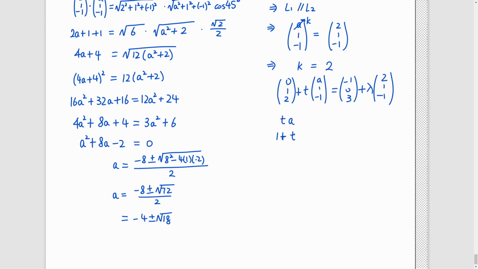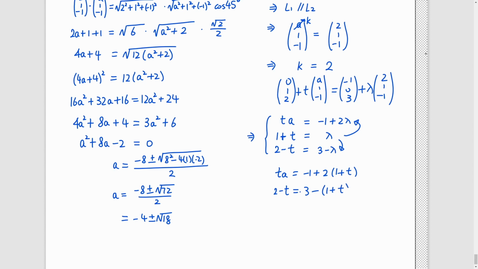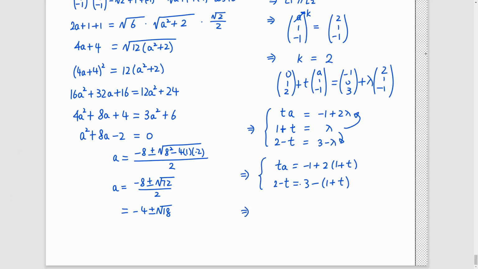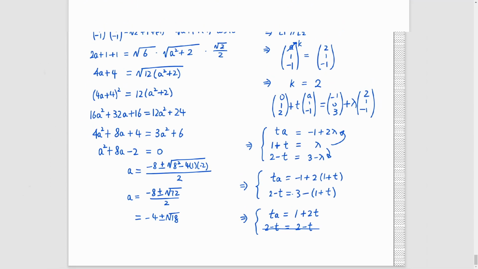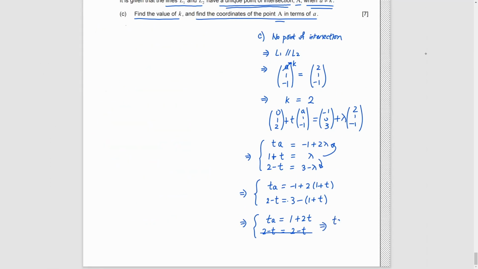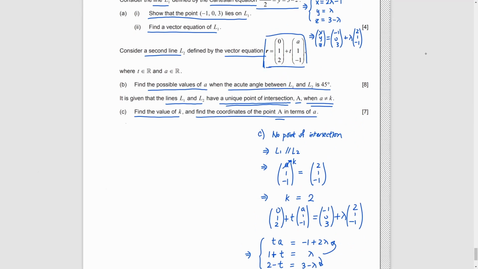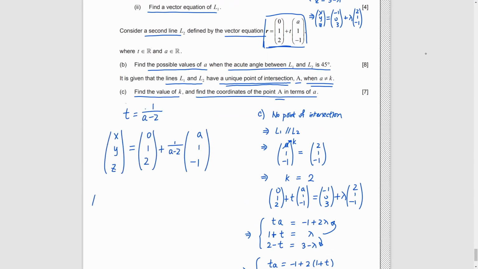We get 3 equations. Since our final answers will be in terms of small letter a, we try to make t the subject by eliminating lambda. We check the redundant equation and we get t equals 1 over a minus 2. By substituting back to the vector equation of L2, we get the final answer.